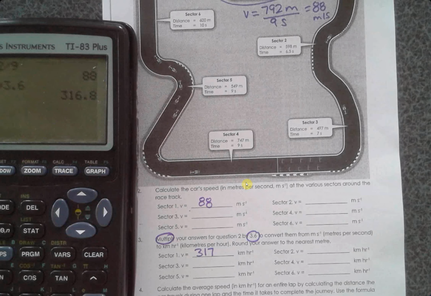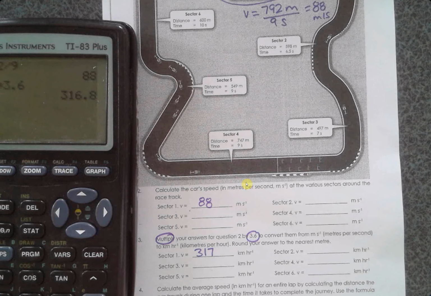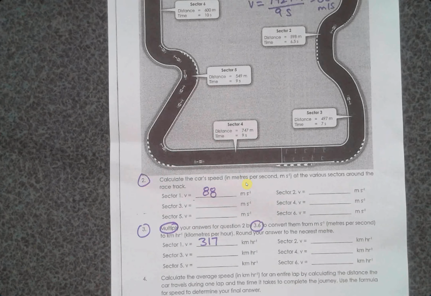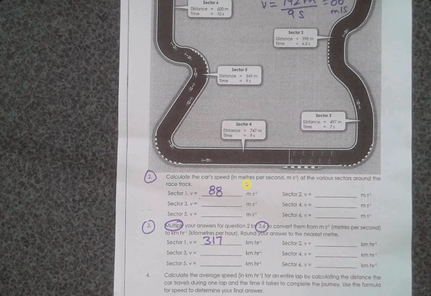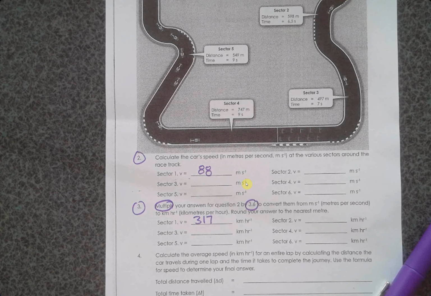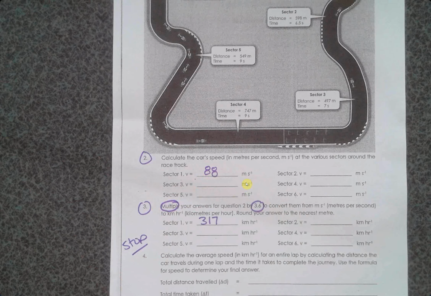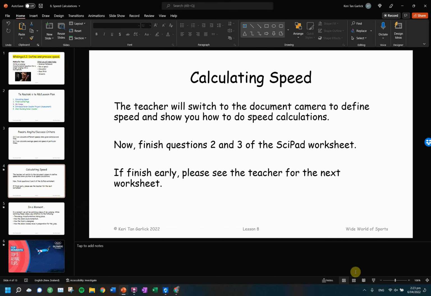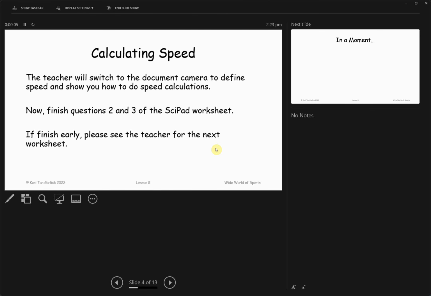All right. Do you guys need another example, or are you okay to try this? All right. So, I want you guys to answer question 2 and question 3. All the sections are here. I will do number 4 later, okay? So hold off on number 4. You can stop at this point. All right. I'll give you a sticker for getting those questions completed, and I'll also give you an extension sheet if you finish early.